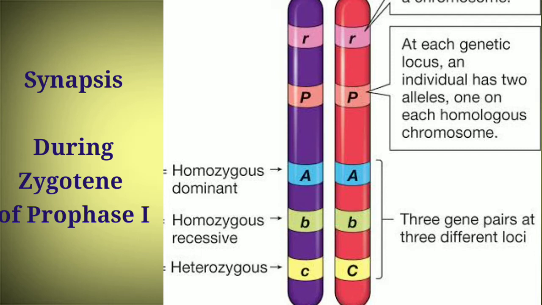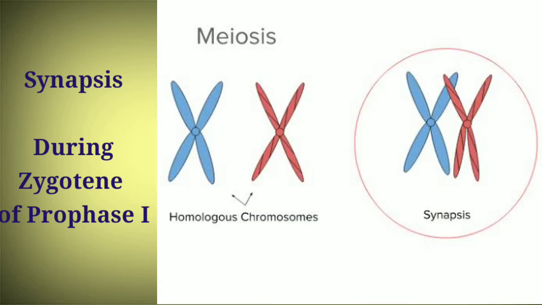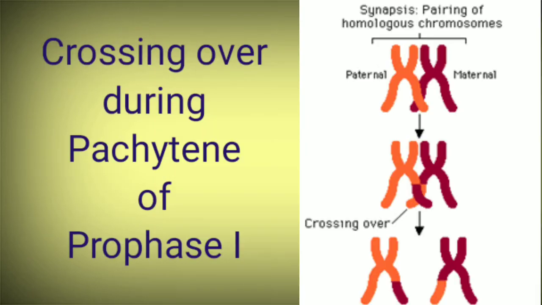So during synapsis, these two similar genes present in the same locus of the homologous chromosomes come together, and this whole phenomenon is called synapsis, the coming together of the homologous chromosomes. It takes place during the zygotene stage of prophase I. Next to the zygotene stage starts the pachytene stage, and during this pachytene stage of prophase I of meiosis cell division, the crossing over starts.